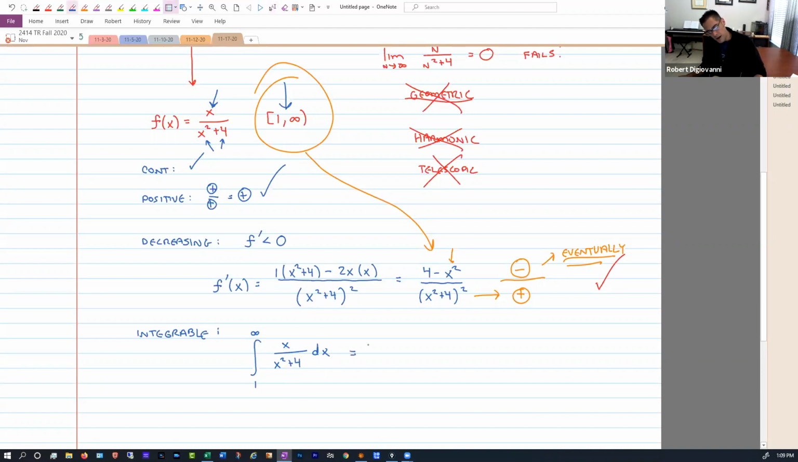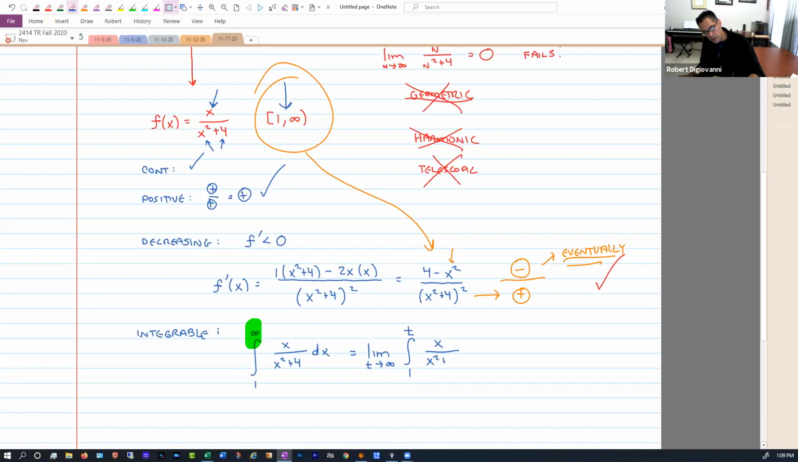But I'm also going to have to convert this into a limit as t goes to infinity of the integral from 1 to t. I'm doing this because I have an improper integral. My integral has infinity as a limit of integration, so this is an improper integral type 1. Anytime you have a type 1 improper integral, we replace the infinity with t and then let t go to infinity. And then I need to integrate this.